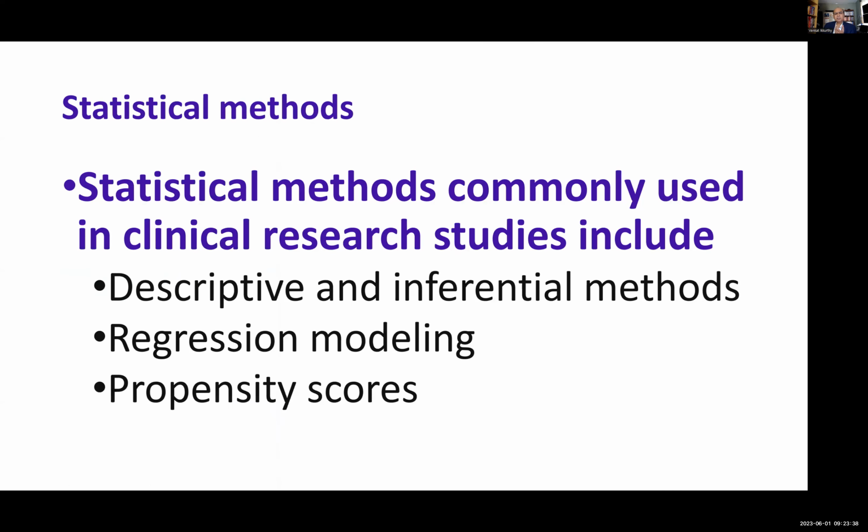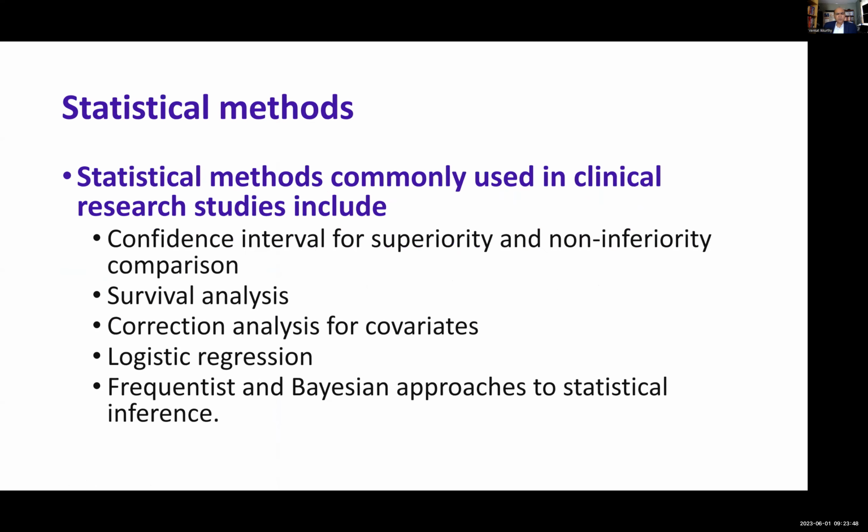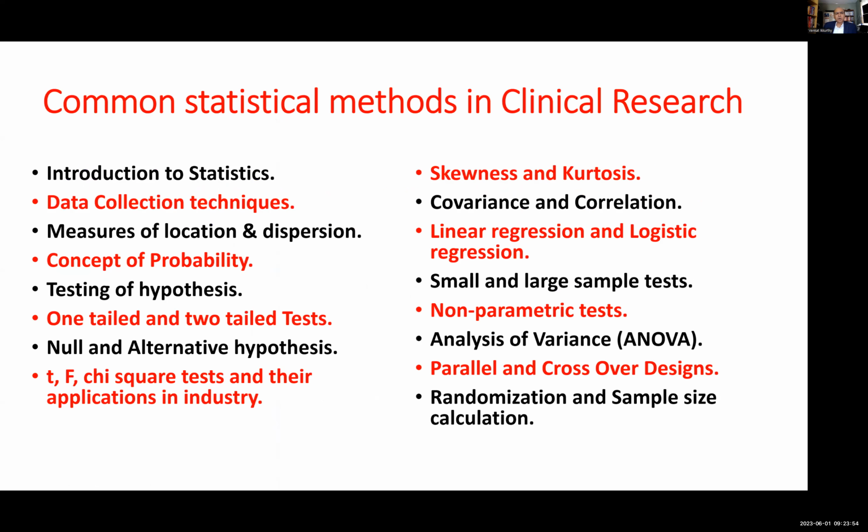So what methods are we going to apply in clinical research? Statistical methods commonly used in clinical research studies include descriptive and inferential methods, regression modeling, and propensity scores. For example, confidence intervals, survival analysis, correlation analysis for covariates, and logistic regression. We are going to use these concepts more elaborately.